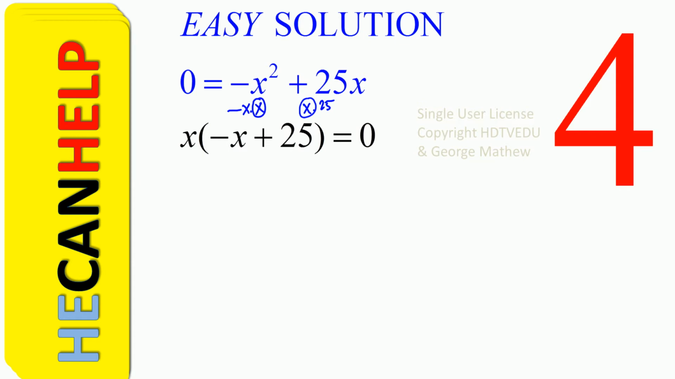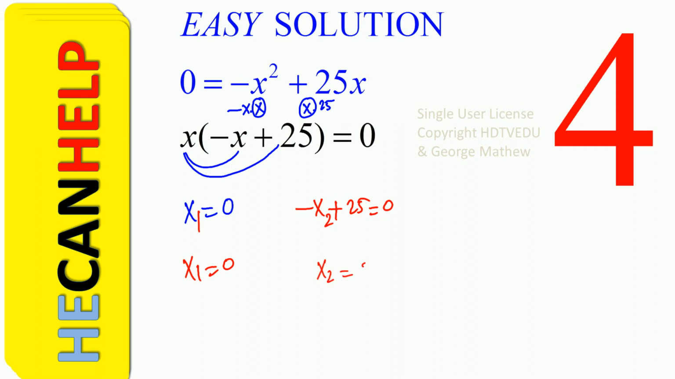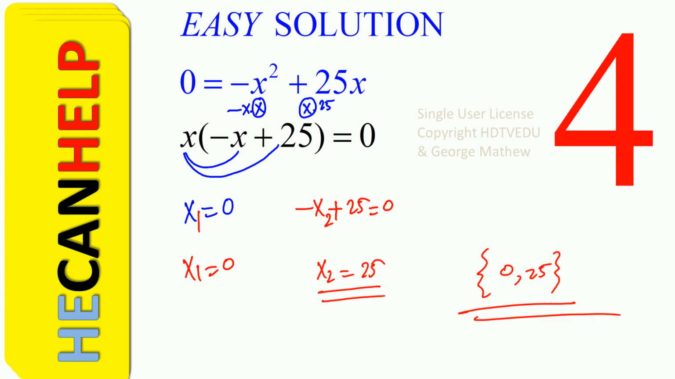So what is x times negative x? Negative x squared. What is x times 25? Plus 25x. So you have x times negative x plus 25 is equal to 0. So from that we get either x equal to 0 or negative x plus 25 is equal to 0. Let's call this x1. So you have x1 is equal to 0. And let's call this x2. So you get negative x2 plus 25 is equal to 0, or x2 equals 25. So what is our solution set? 0, 25. So it doesn't matter what approach you take, you get the same answer.